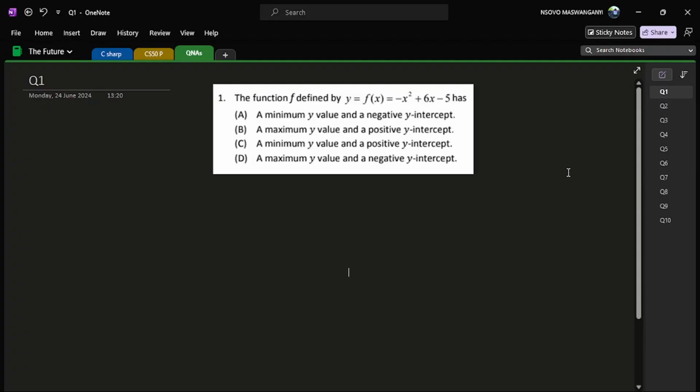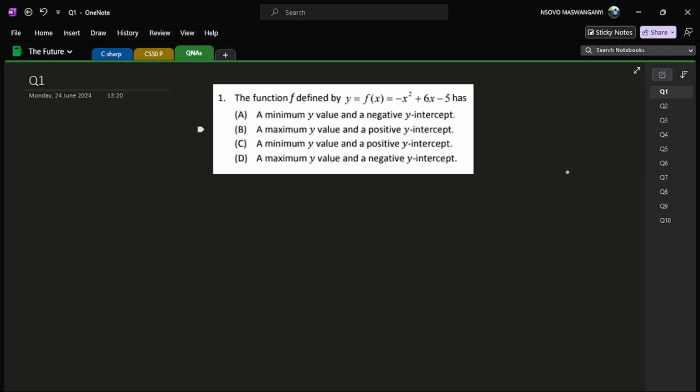Question 1 says the function f defined by y equal to f of x equal to negative x squared plus 6x minus 5 has. Right, before we try to find the solution, it is often easier to eliminate the wrong answers first, especially with multiple choice questions. In this case, we are trying to find if this function has either a minimum or a maximum y value, and if it has either a negative or a positive y-intercept.